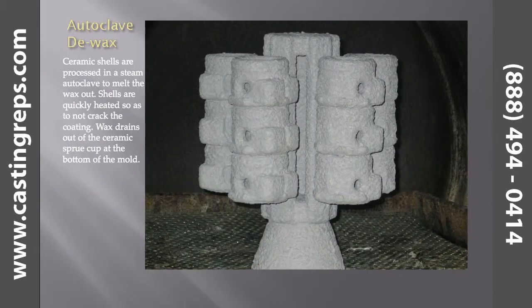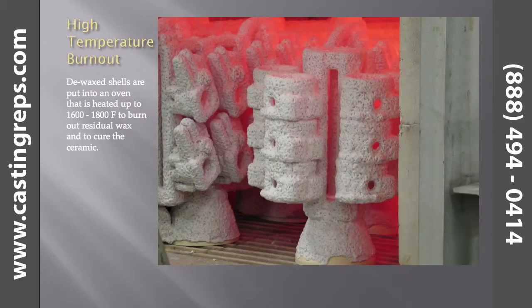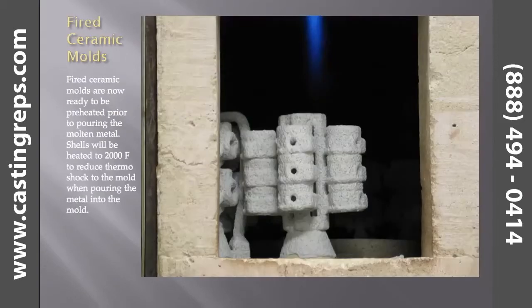Autoclave dewax. Ceramic shells are processed in a steam autoclave to melt the wax out. Shells are quickly heated so as not to crack the coating. Wax drains out of the ceramic sprue cup at the bottom of the mold. High temperature burnout. Dewaxed shells are put into an oven that is heated up to 1600 to 1800 degrees Fahrenheit to burn out residual wax and cure the ceramic.